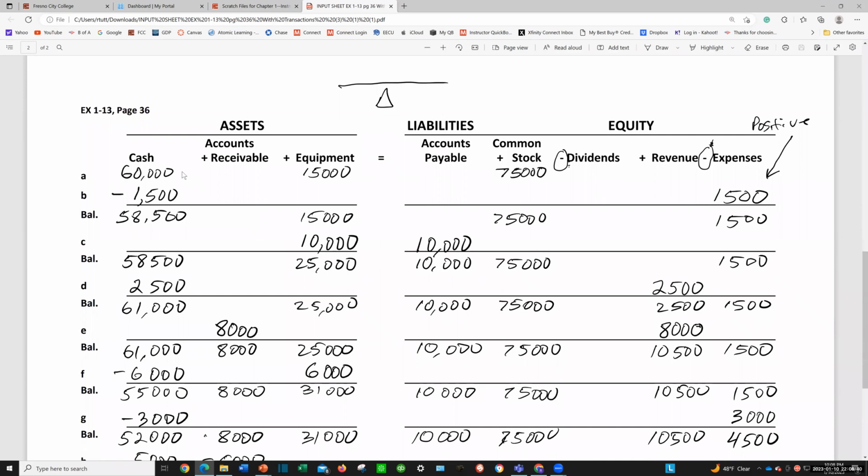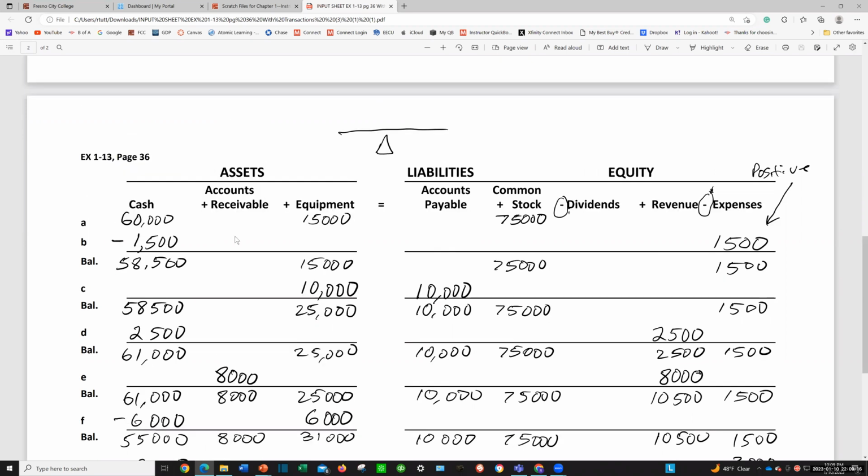So we receive $60,000 in cash. So cash goes up $60,000. We also received $15,000 in equipment. So put $15,000. Now, who has claims to those assets? Well, the owner does, right? So he gets $75,000 in his common stock because he has claims to those assets. He's the one that put them in. Okay. So now let's go ahead and do B as in boy.